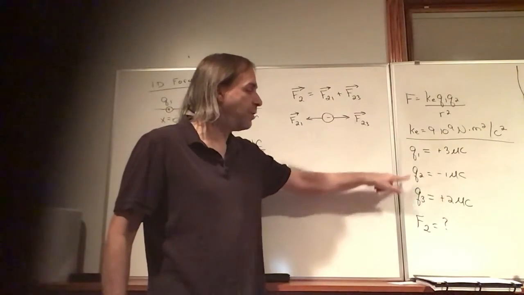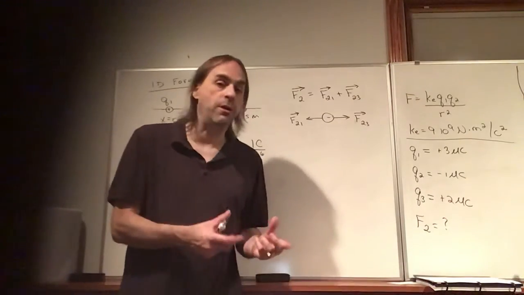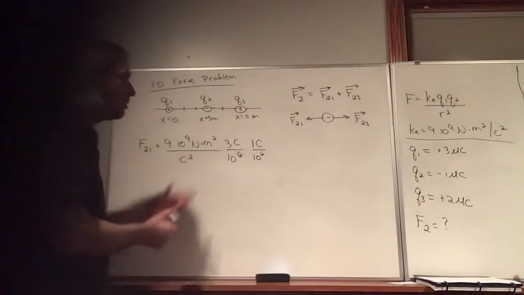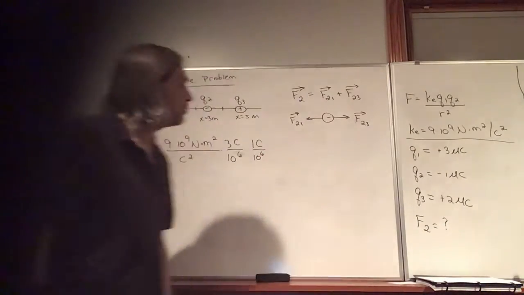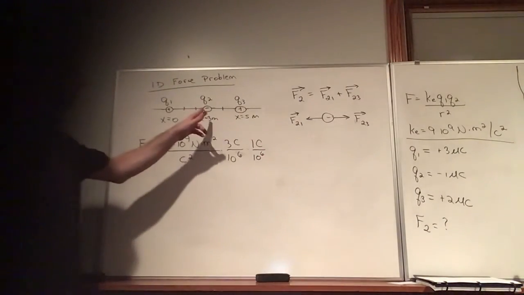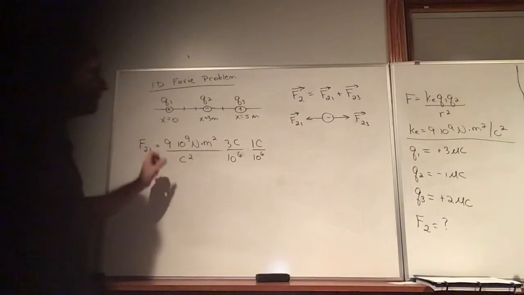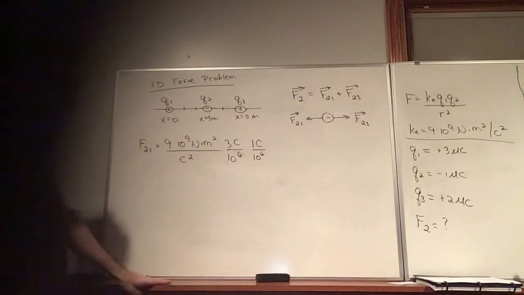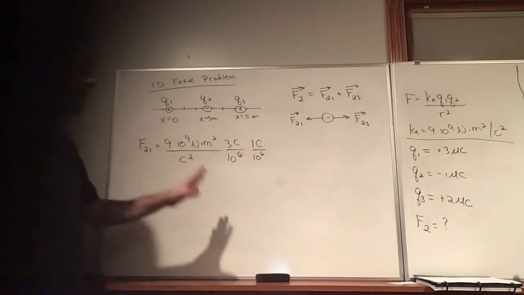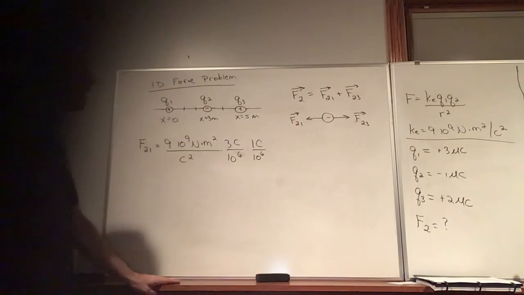The product Q2 times Q3 is going to be negative. However, this force is pointing to the right. So, yeah, just really be clear on that. We are only calculating magnitudes here. Okay, so we do not put the minus signs in there.